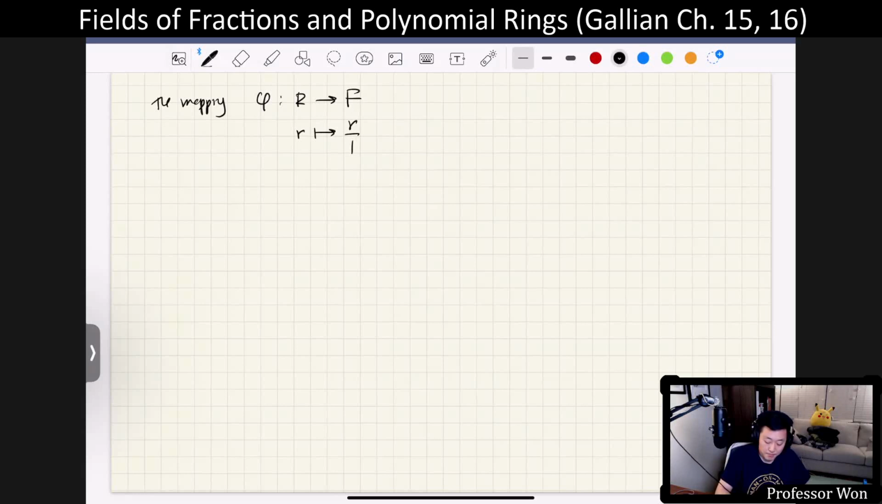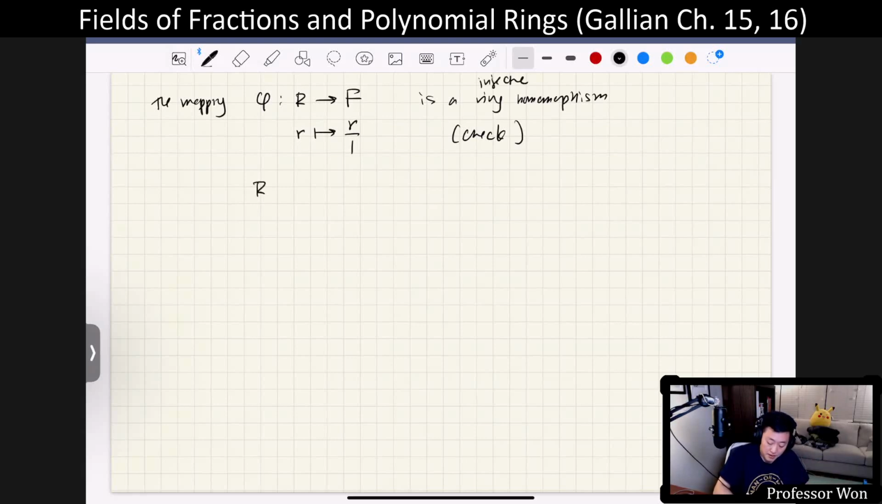You can show that this is a ring homomorphism, injective ring homomorphism. Okay, so you should check this. The elements r over 1 behave just as you'd expect. If you add r over 1 to s over 1, you just get r plus s over 1. r over 1 times s over 1 is clearly rs over 1. And again, the only fractions that are equal to 0 are the ones whose numerators are 0, which shows that this is an injection. So I should say an injective ring homomorphism.